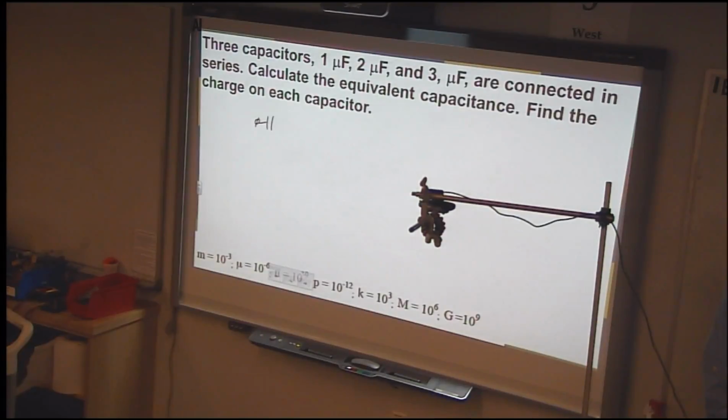And to draw a picture, we need to know what that word in red, series, means. It means one after another: the negative electrode of the first capacitor should be connected to the positive electrode of the second, and so on. And what we need to calculate is what should be the capacitance of a single capacitor which we could use to replace these three. We only have two equations to choose from.